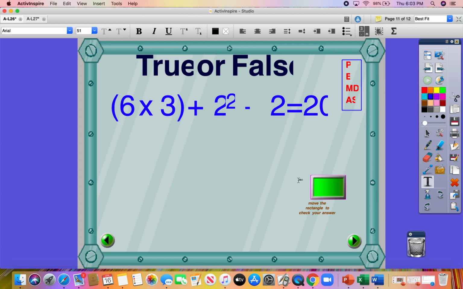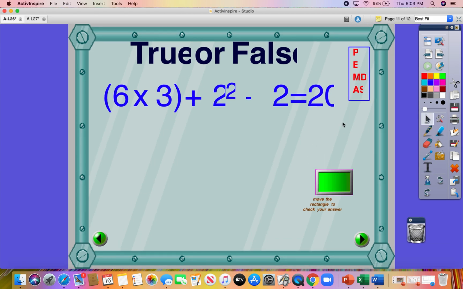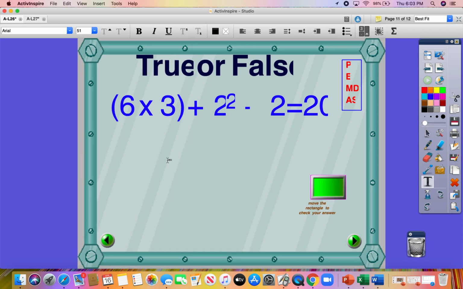True or false, let's see if I can stretch this out. It won't let me. It's all locked. It's okay. All right, so is parentheses 6 times 3 plus 2 squared minus 2 equal to 20? Let's find out. So what am I going to do first? Oh, yeah, parentheses. That's first. 6 times 3 is 18 minus 2 squared, which I don't, yeah, I do.